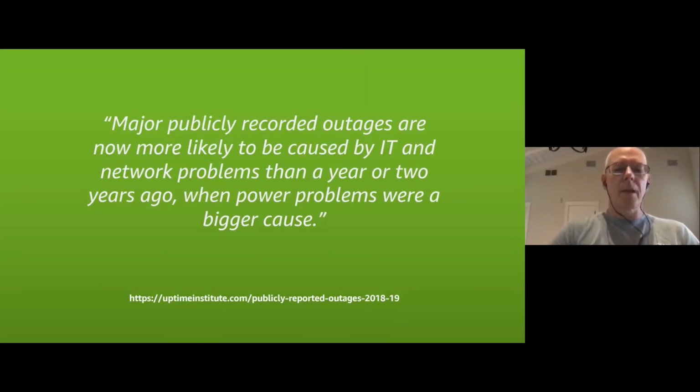And if we look at some data from the Uptime Institute, historically, most recorded outages have been because of power failure, across all data centers, for all public reportings of outages that have to do with IT. But more recently, in the most recent report, they find that IT and network problems have moved into the lead, and they are now causing more failures than power problems.